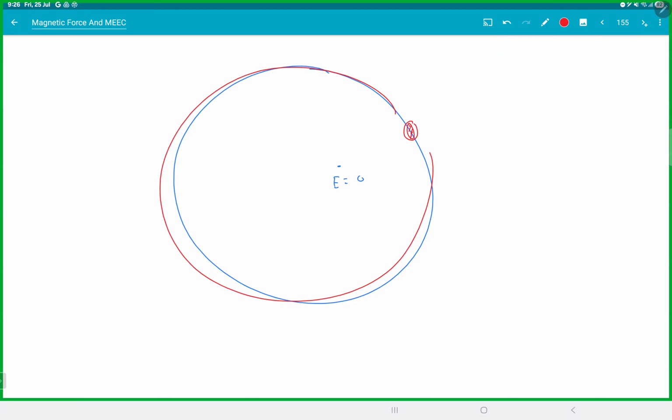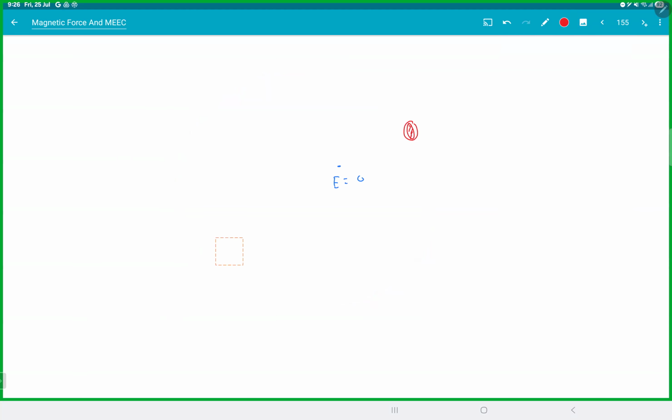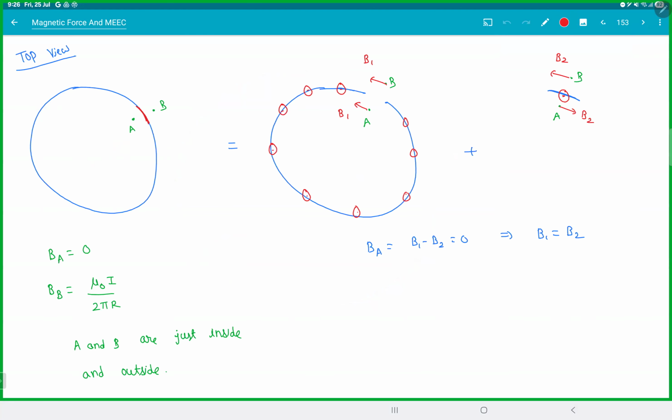Do you guys remember that? The same way here, the total is 0. That means that small hole, the small thing here, and this whole thing will create equal magnetic fields. And the magnetic field at B will be B1 plus B2, which is mu naught I by 2 pi r. Therefore, we get B1 is equal to B2 is equal to mu naught I by 4 pi r.